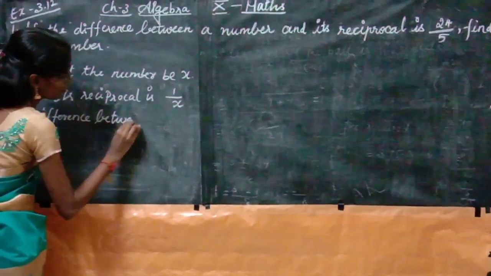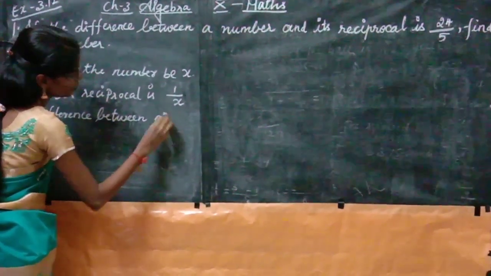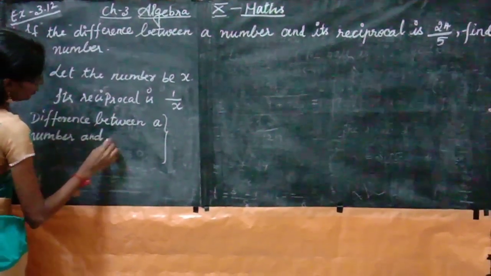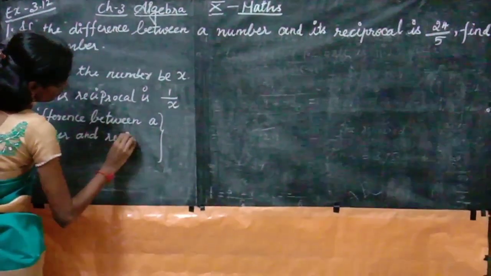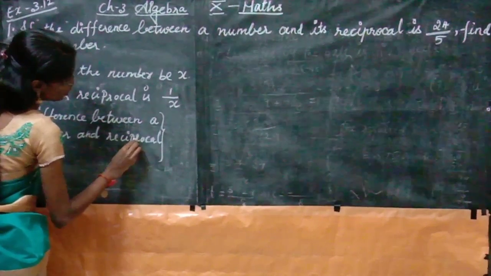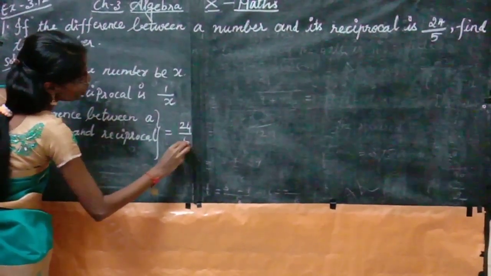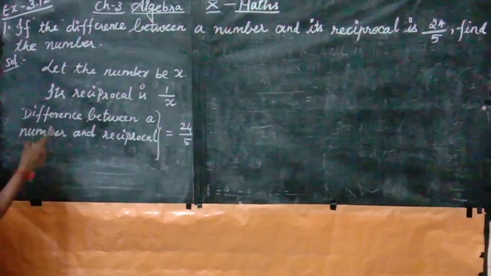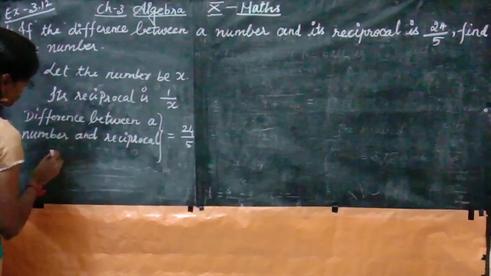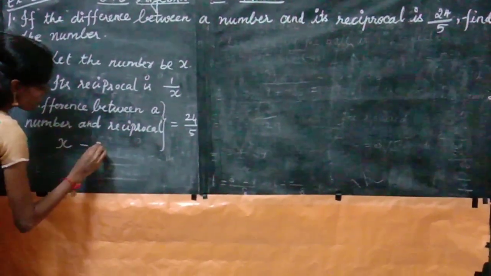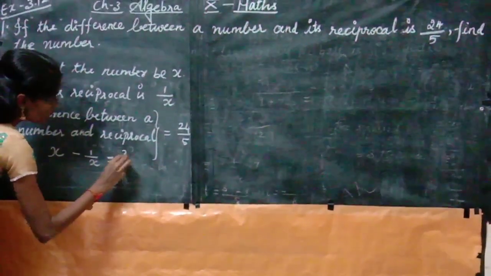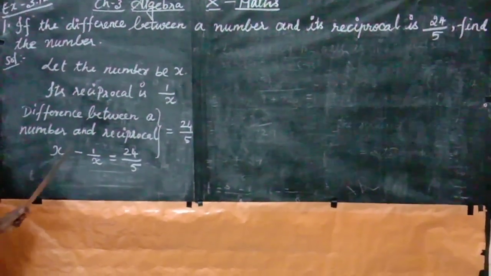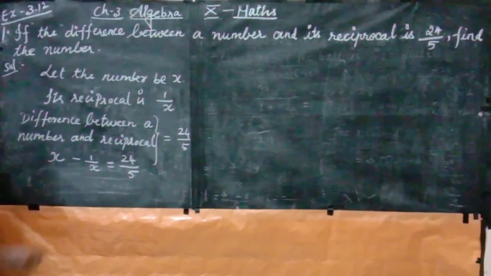Difference between a number and its reciprocal value is 24 by 5. Find the number. Difference means what? Subtraction. You have to subtract a number and its reciprocal. A number x minus 1 by x is equal to 24 by 5.